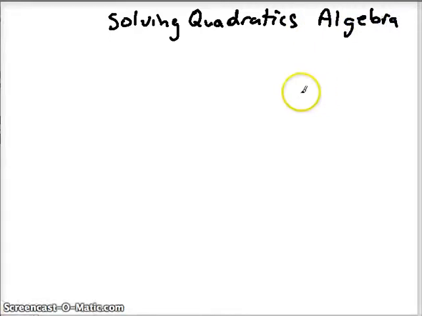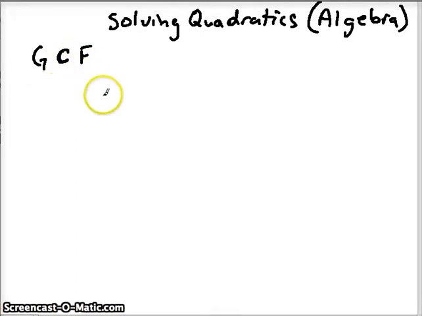So algebraically solving quadratics. There's a lot of different ways to do it. We're going to just talk about the basics first and then get into some methods here. So one thing we need to keep in mind is this thing called the greatest common factor. And we're going to shorthand it as GCF.